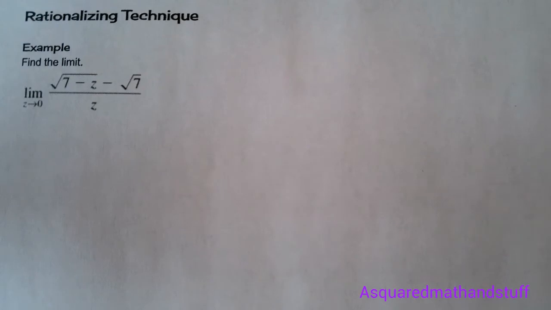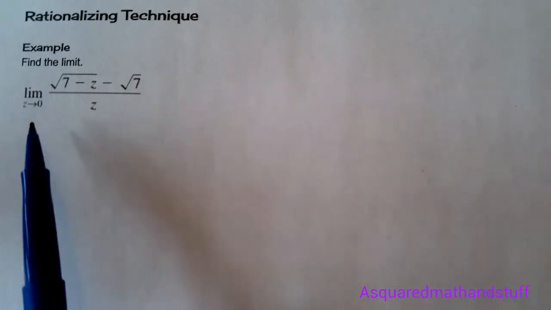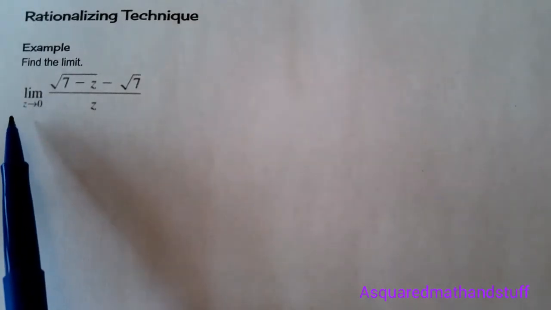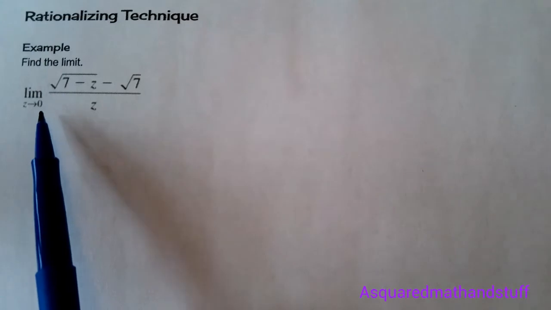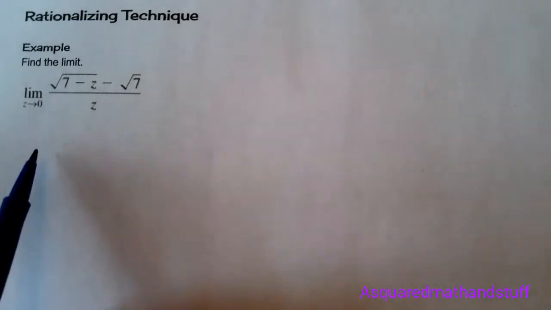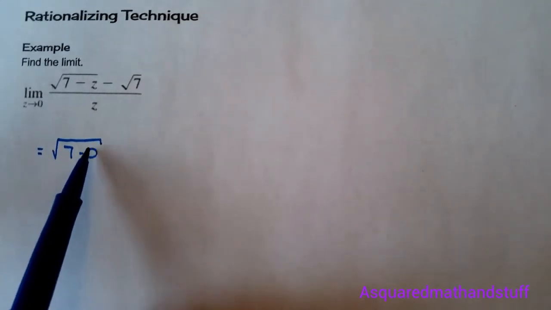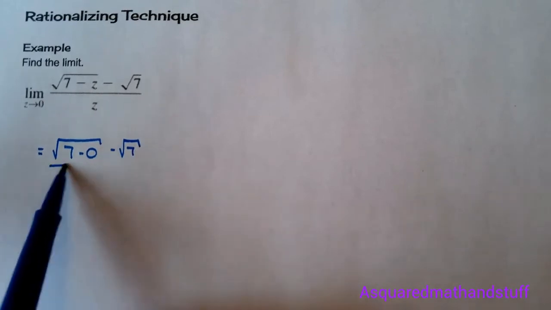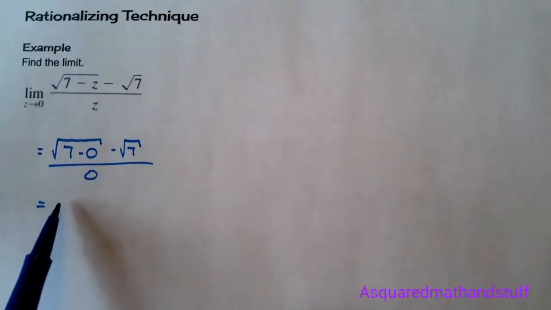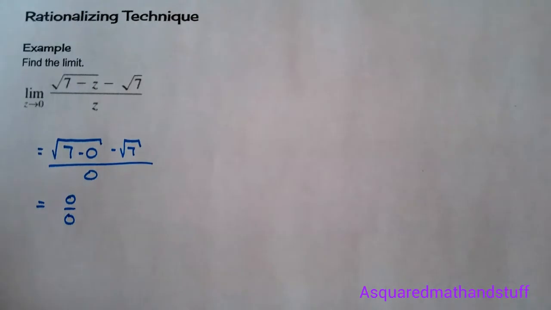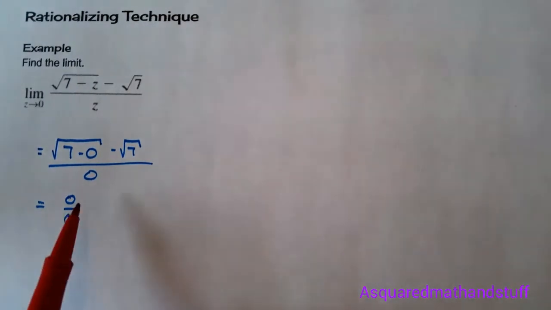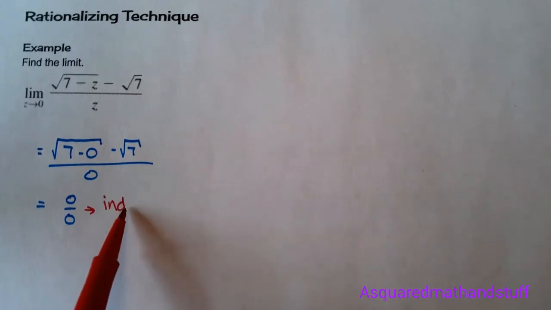In this example, we are going to take a look at something called the rationalizing technique when calculating the limit of a function. Remember that we always want to directly substitute what our variable is approaching. In this case, we have z approaching 0. So let's just plug in 0 and see where it takes us. What do we get? 7 minus 0 minus the square root of 7 all over 0. When we simplify this down, we end up with 0 over 0. And if you recall, this is our indeterminate form.